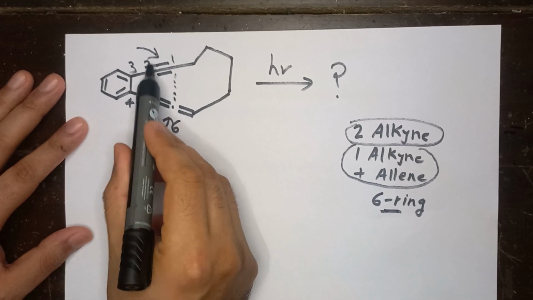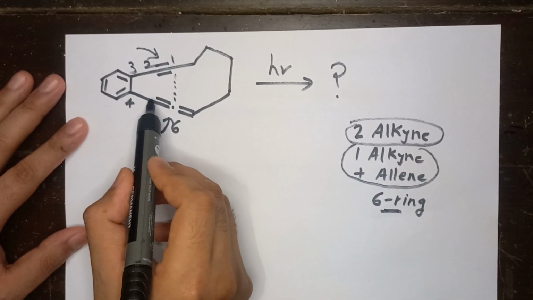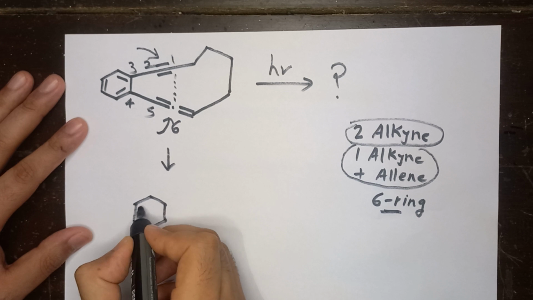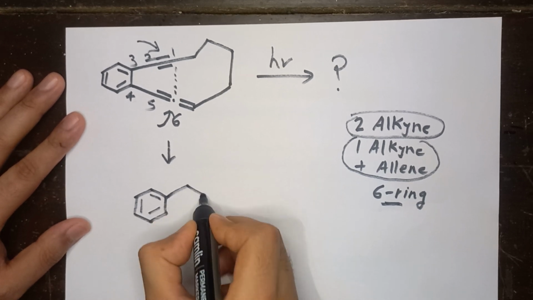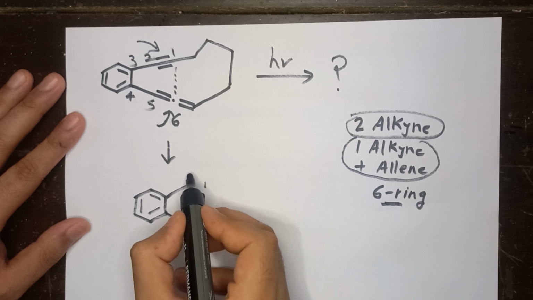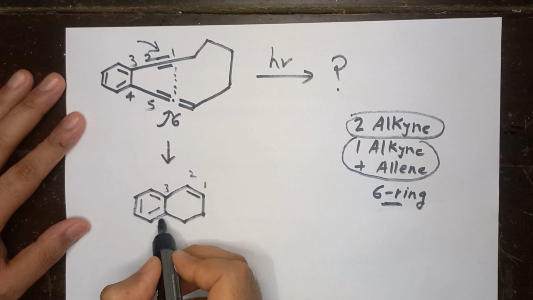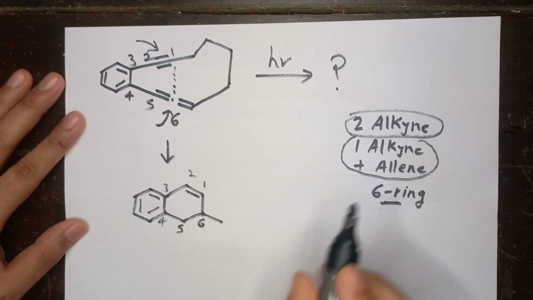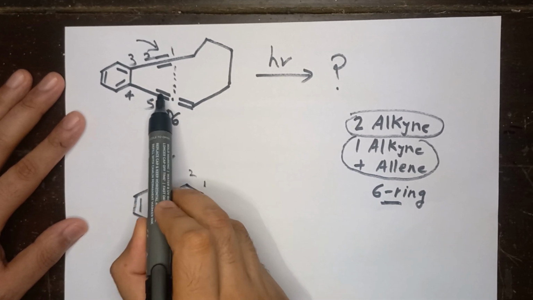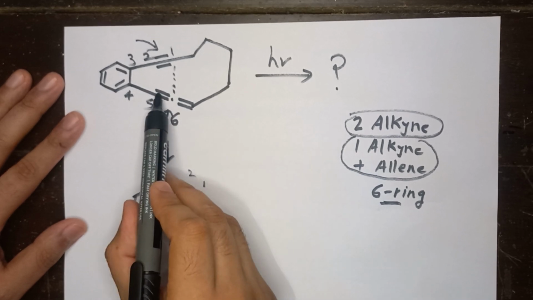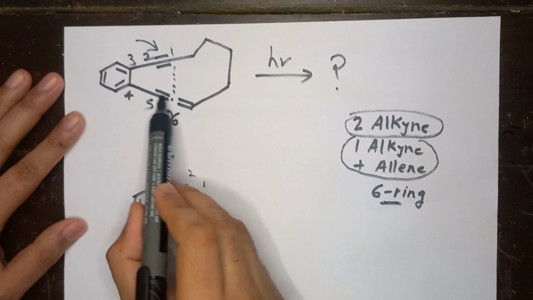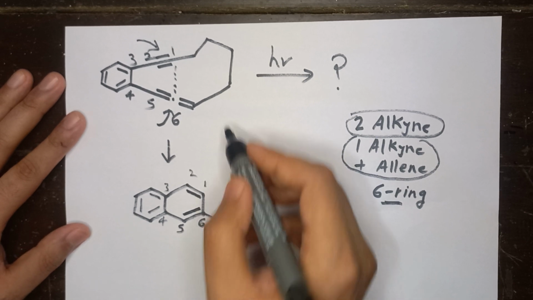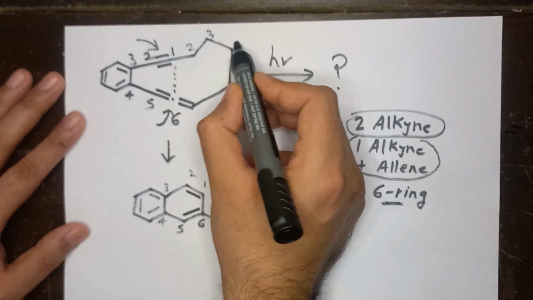Convert this triple bond into a double bond, and this double bond will be saturated. So let's form the 6-membered ring. This is the newly generated benzene. So this is 1, 2, the double bond will be here, 3, 4, this is 5, and this is 6. Excuse me, we should not convert this double bond into a single bond, because from the mechanism we have seen, this double bond is intact and we are breaking the other double bond. So this double bond will be intact and we will still have a double bond here, and this part will be the same. So this is my 1, 2, 3, 4, 5, 6.